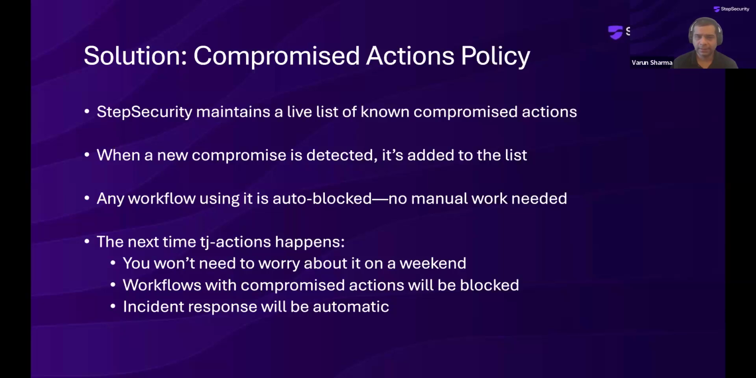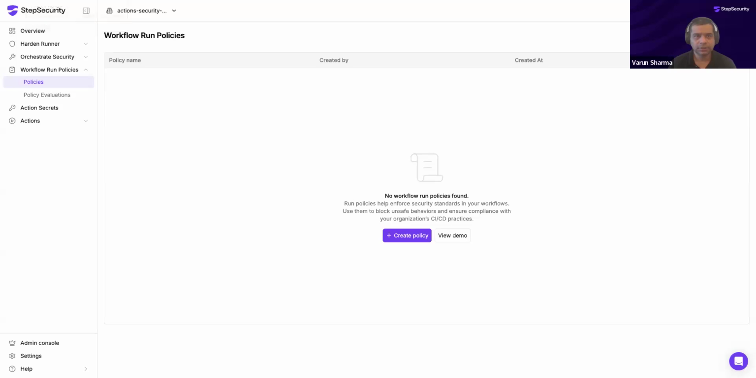And so next time a tj-actions kind of scenario happens and a third-party action is compromised, you don't have to worry about immediately going and trying to investigate it, knowing that the compromised actions policy would have started blocking instances wherever it is being used. And this makes the whole incident response process more automatic. So now let's look at a demo of this compromised actions policy in action.